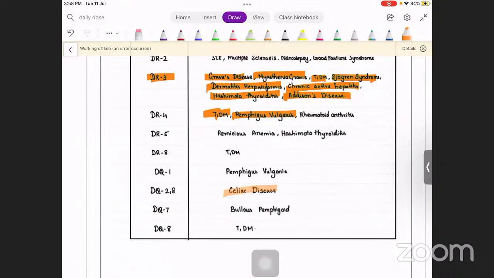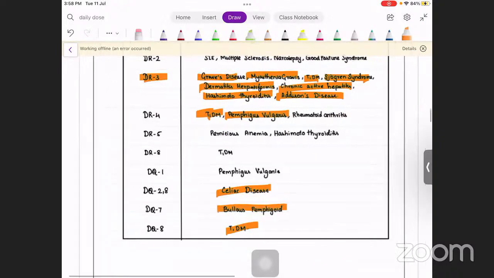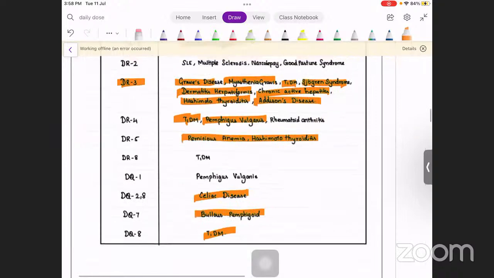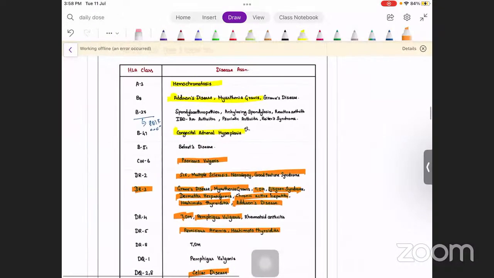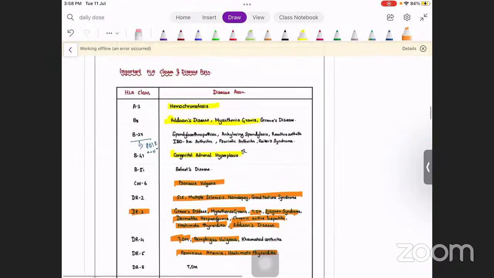DQ8 and DQ2 are celiac disease, and DQ8 is also associated with type 1 diabetes mellitus. DQ7 is bullous pemphigoid, DQ5 is pernicious anemia and Hashimoto's thyroiditis, and DR2 is SLE, multiple sclerosis, narcolepsy, and Goodpasture syndrome. So this is all about the important HLA classes and associated diseases.